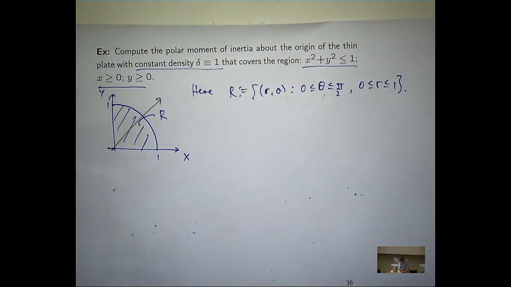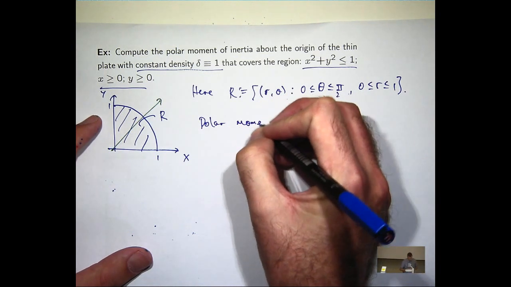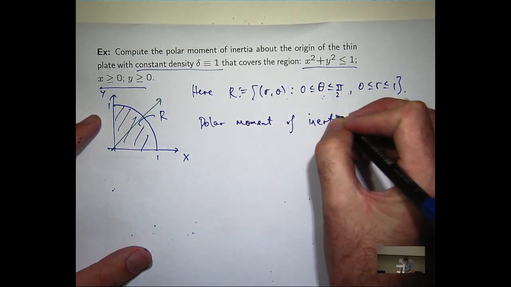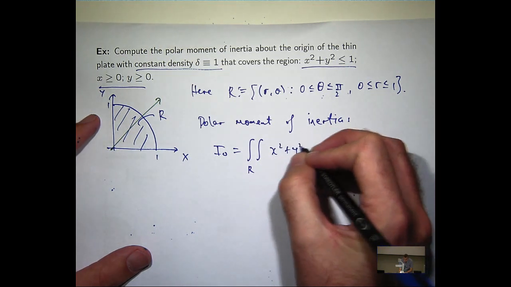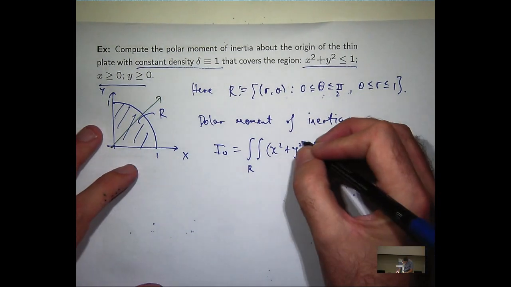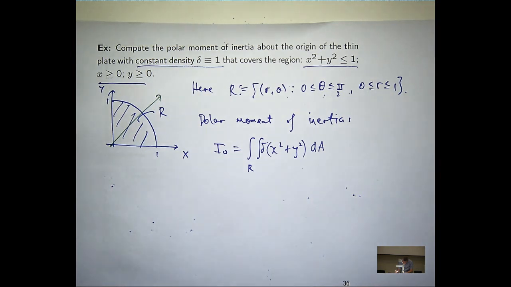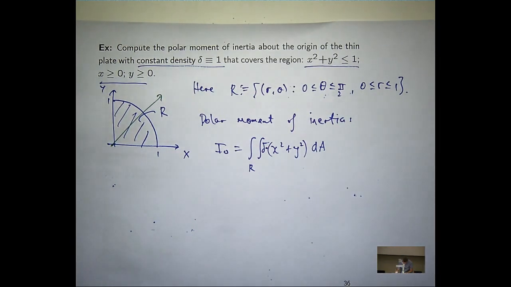Now, polar moment of inertia about the origin. It's just going to be this, times delta. So you've got some density. Yes, the density function's in there as well. So this is delta times x squared plus y squared. Now in here delta's a constant, so it's equal to 1. So we're not going to worry about that anyway.